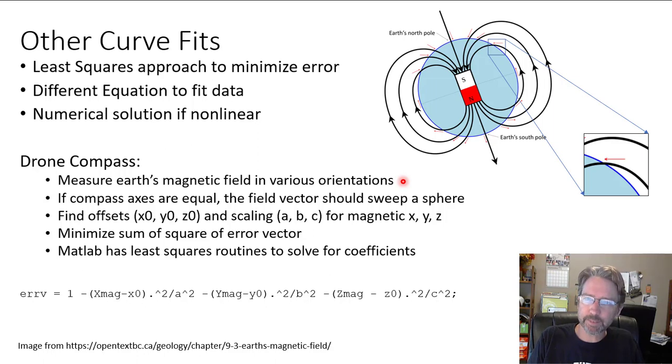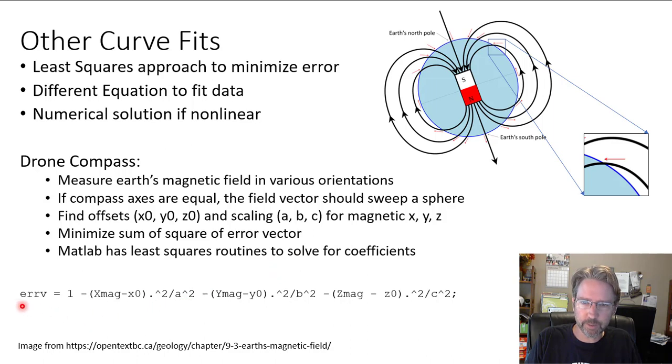And if all the axes were equal, that vector would be constant and it would sweep out a sphere. But if the axes measure differently because they are scaled differently or because they're offset differently, then you won't get a sphere. So generally you're trying to find the offsets and scaling for all 3 magnetic axes that minimizes the difference to the sphere.